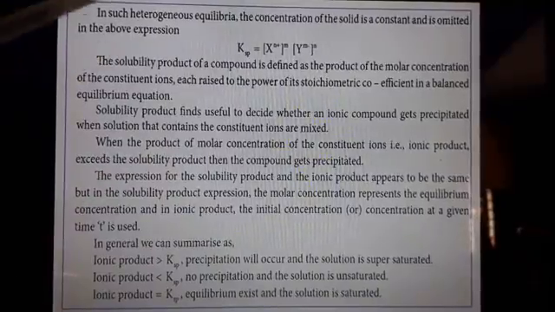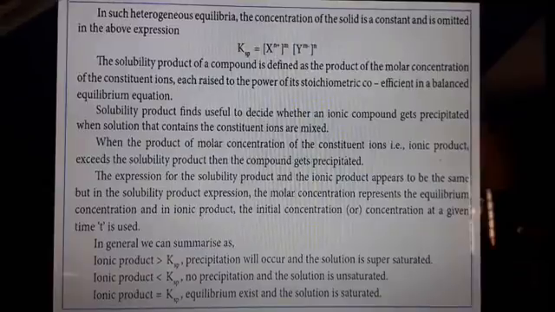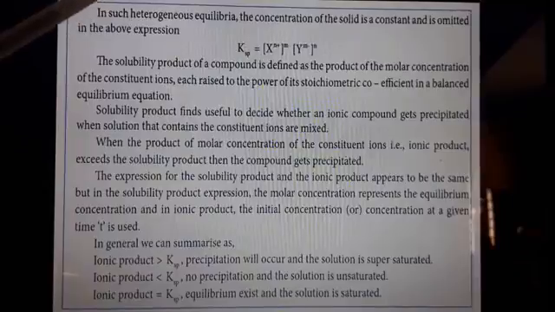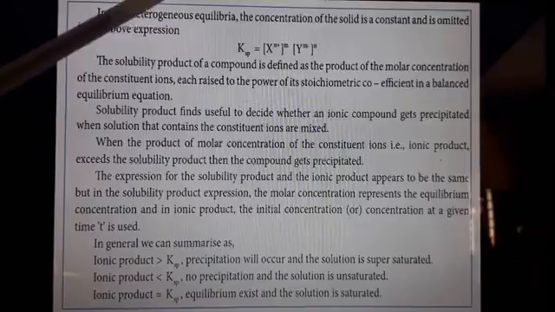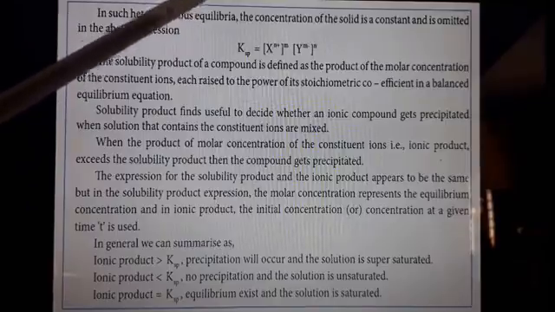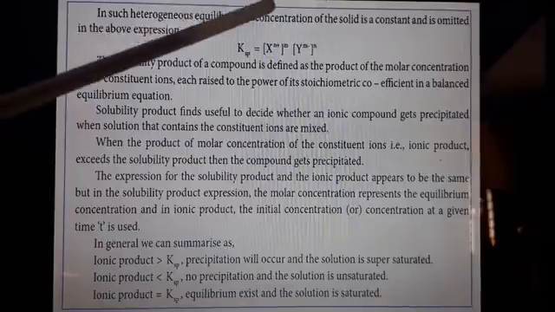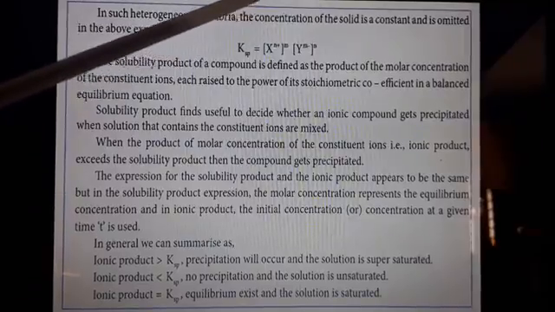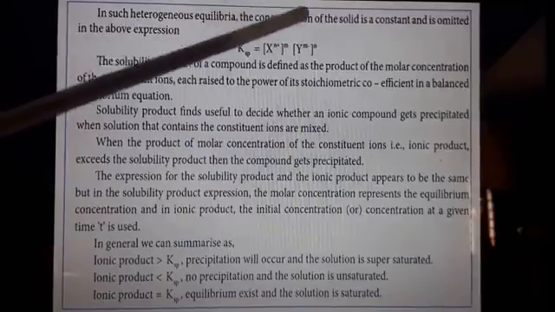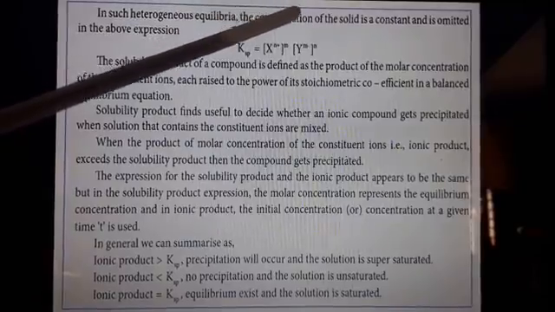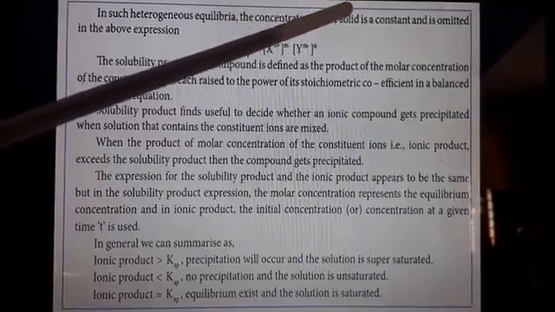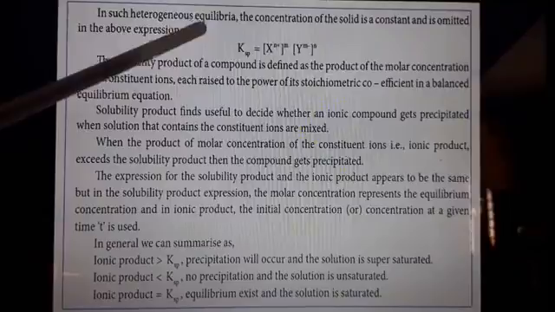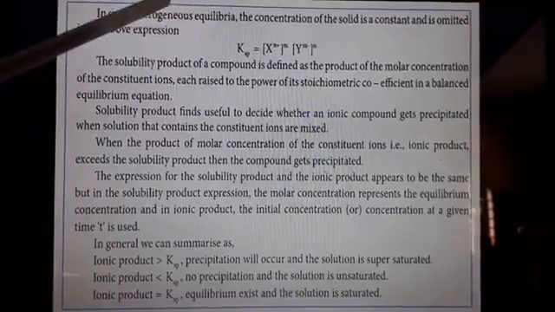In this heterogeneous equilibria, the concentration of the solid is a constant and is omitted from the above expression. The concentration of the solid is omitted. So Ksp, the solubility product, is equal to X N plus to the power M times Y M minus to the power N. This is the definition of solubility product.